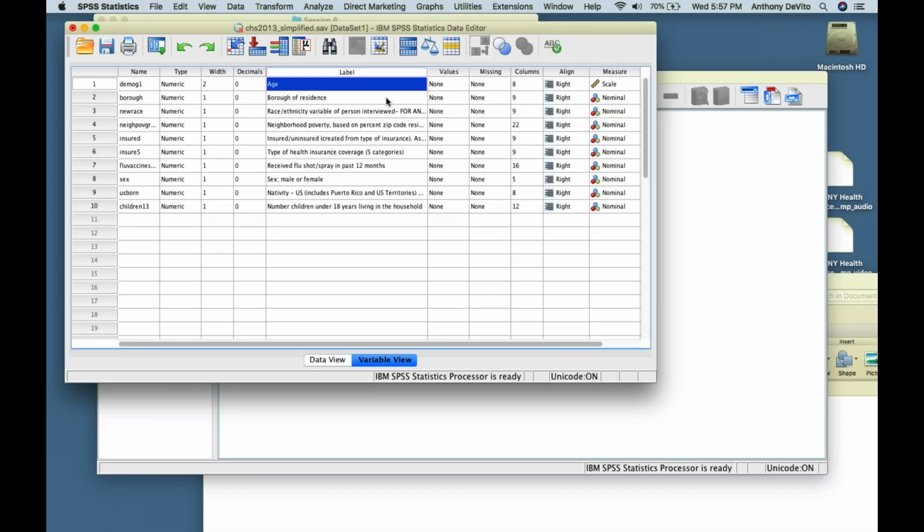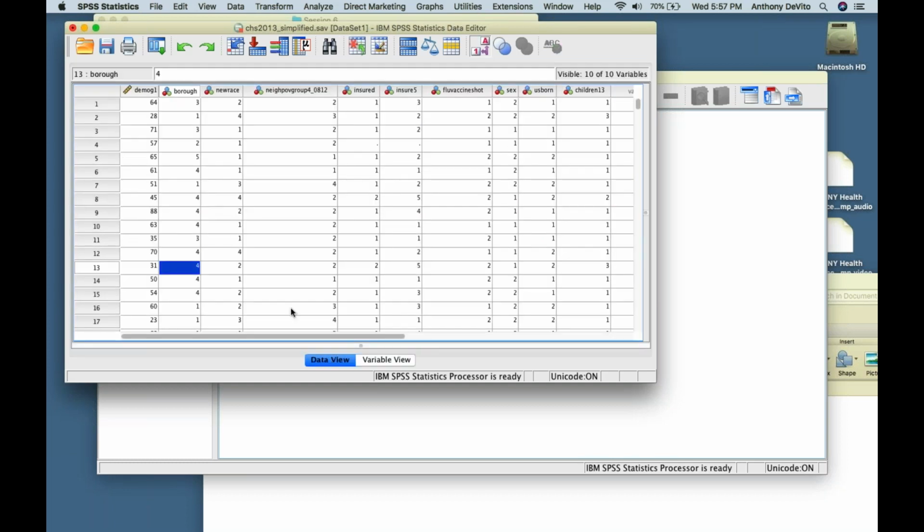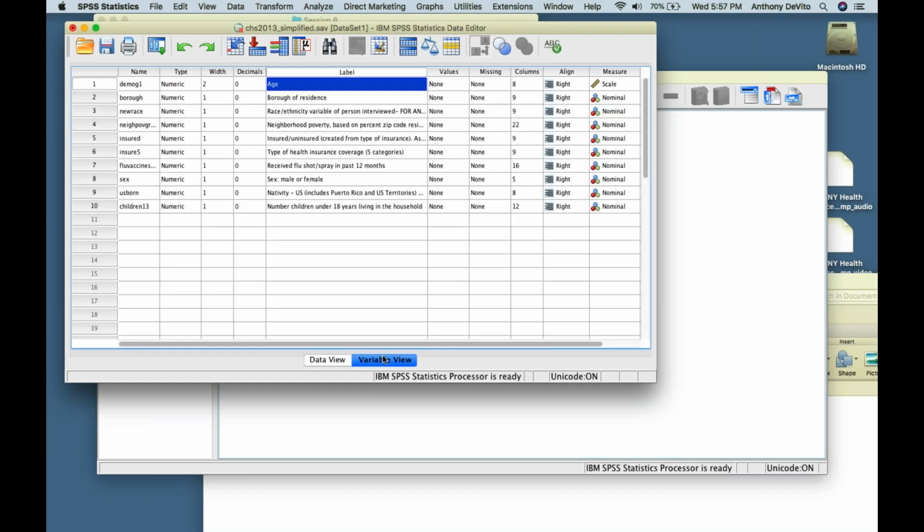So when we produce a table or a chart under borough, if we display something that says borough, a 1, 2, or 3 is not really going to describe to the person looking at that chart what borough that is. So we want to tell SPSS what those numbers represent. So we do that in the variable view.